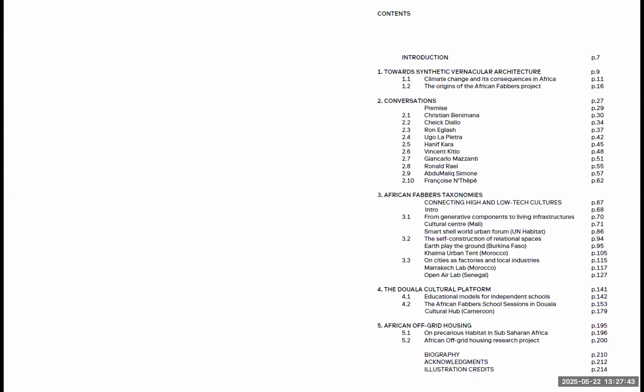So we're starting to map environmental issues, socio-economic issues. We're starting to map educational issues, the history of universities and schools of architecture in Africa, how they are dealing with local specificities, how they are dealing with their own heritage. And this is what is informing the origin of African Fabbers.